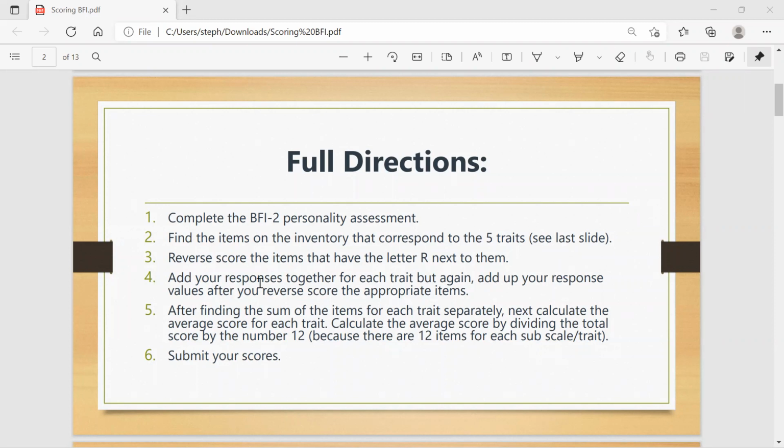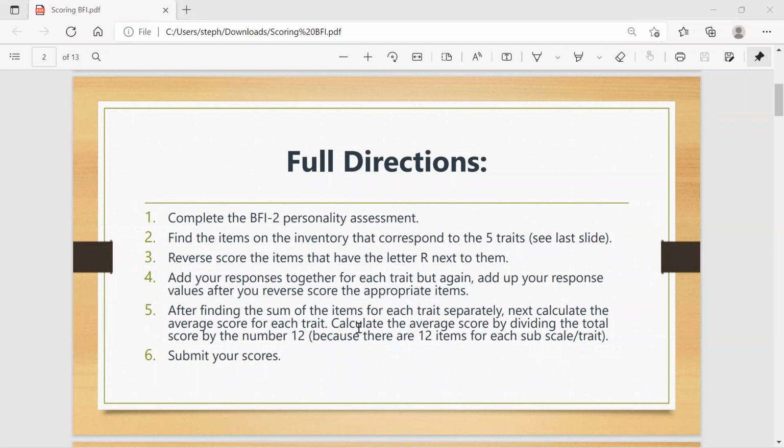You're going to add up your responses together. You also have to add up the reverse scores, so you have to do that first. So add up your responses after you reverse score the appropriate items. Okay, I forgot that I was going to say that, so I said it twice. So doubly make sure that you reverse code them first.